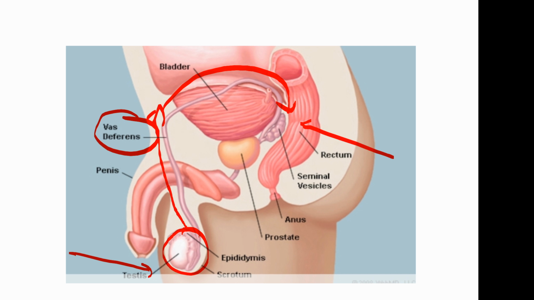Here two glands are important. First one is the seminal vesicles and second one is the prostate, because most of the volume of semen is formed by the seminal vesicles and the prostate. First, the seminal vesicles secrete fructose. Two important things: first one is fructose, second one is prostaglandin. Fructose is very important for semen because it provides nutrition or energy to the sperm.